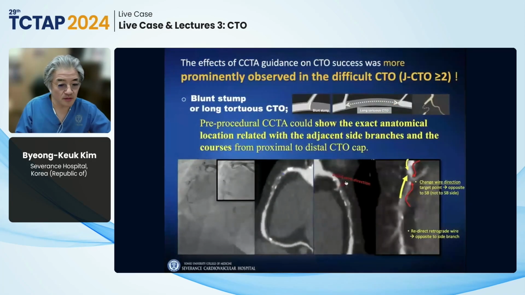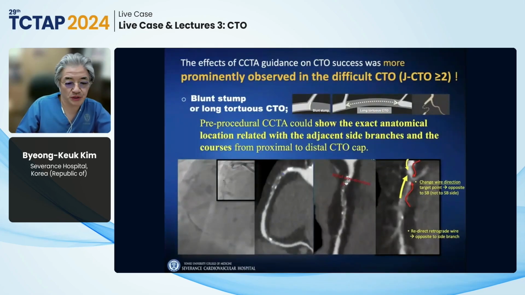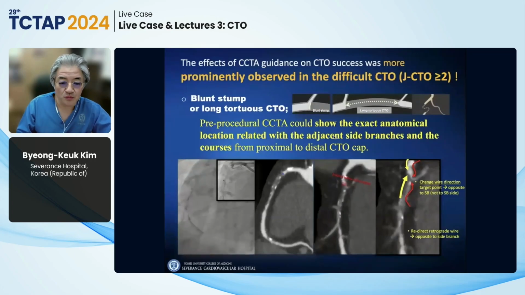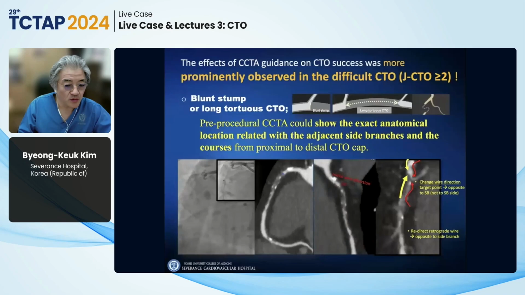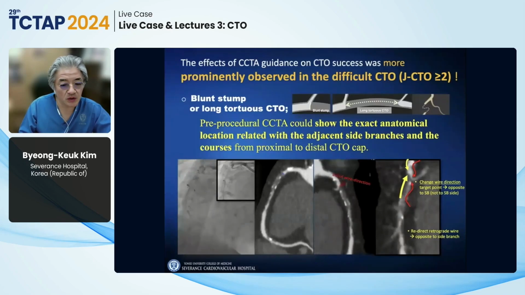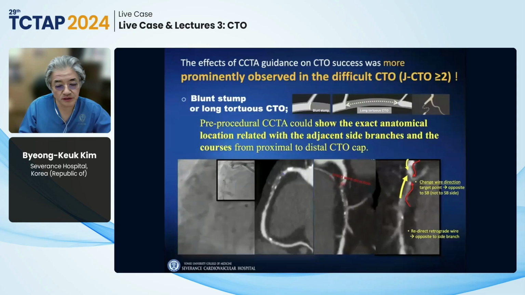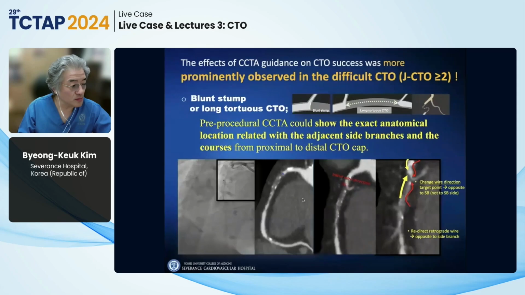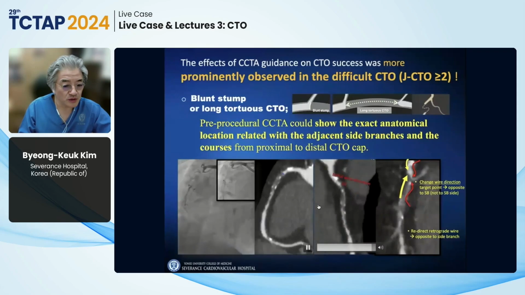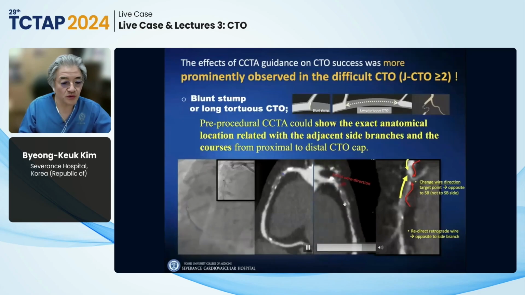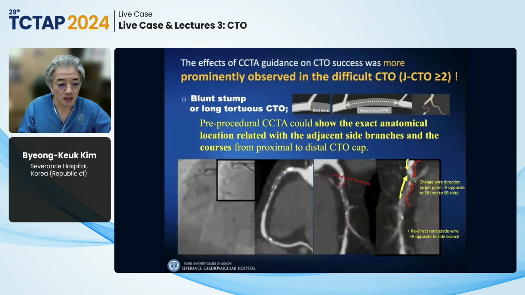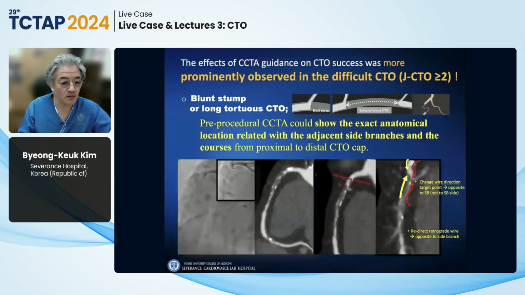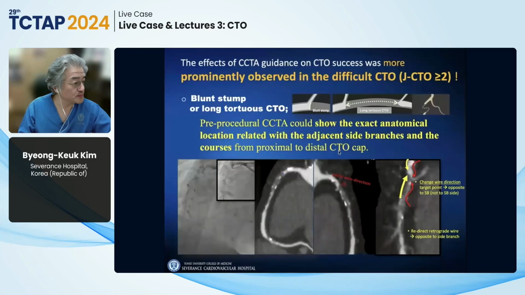In case of a blunt stump or long tortuous CTO, the exact location and the course of the CTO would be essential for wire crossing. Pre-procedure CCTA could show the exact anatomical location related to the adjacent side branch and the course from the proximal to the distal CTO cap. We review the MPR image. Initial wire direction is like this. However, we changed the wire direction, targeting the opposite side of the side branch, not the side branch side. Finally, we made the parallel wire plan with both wires.